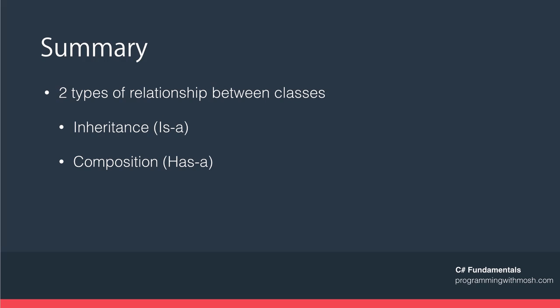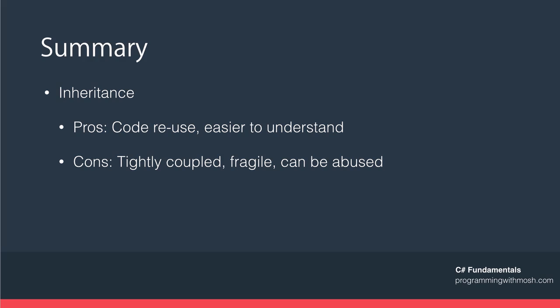All I want you to take away from this lecture is that we have two types of relationships between classes. One is inheritance, which is also referred to as is-a relationship, and another one is composition, which is referred to as has-a relationship. Both inheritance and composition have pros and cons. Inheritance provides code reuse, and it's easier to understand than composition in certain examples. For instance, in the example you saw earlier, we usually think a person is an animal. So modeling that using composition like person has an animal is a little bit harder to understand.